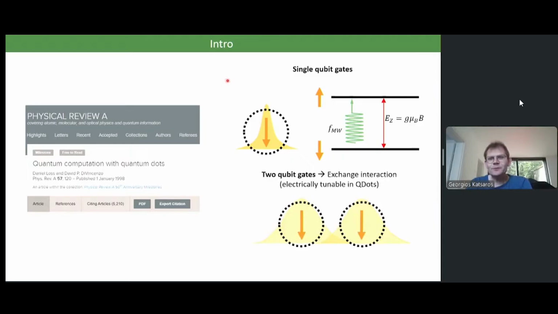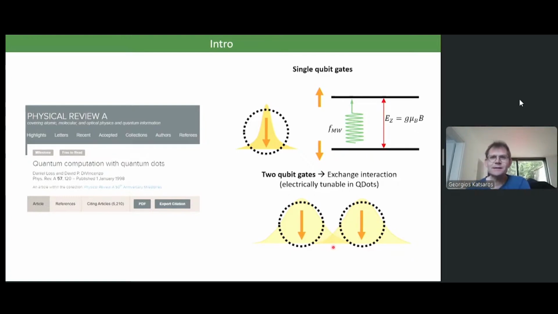And if you want to do two qubit gates in the field of spin qubits, practically you use two quantum dots, you bring them close to each other, then you can have wave function overlap, which leads to exchange interaction, and exchange interaction can lead to a change of energies. And this is the basic mechanism of how you are going to do two qubit gates.